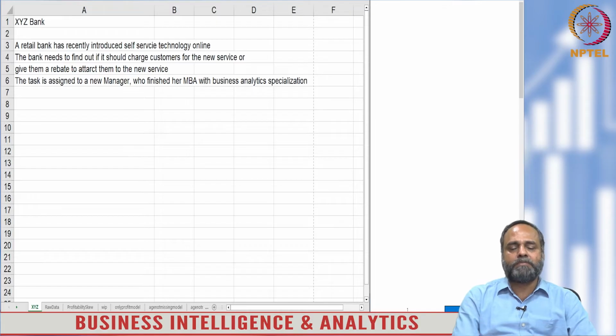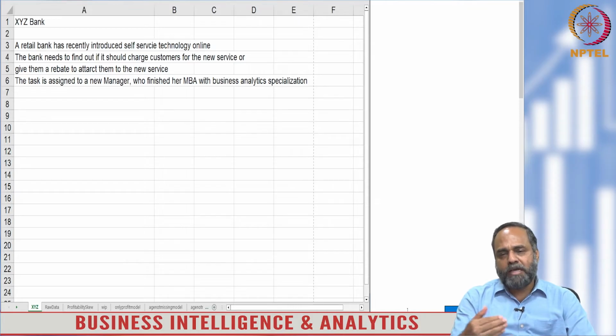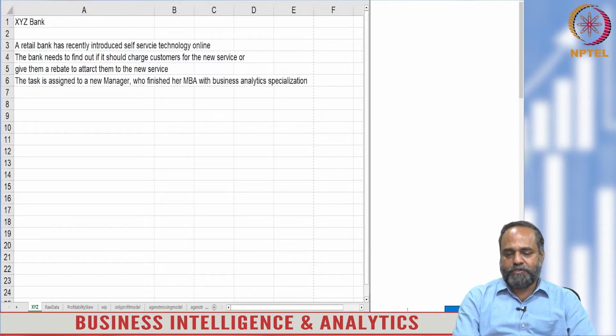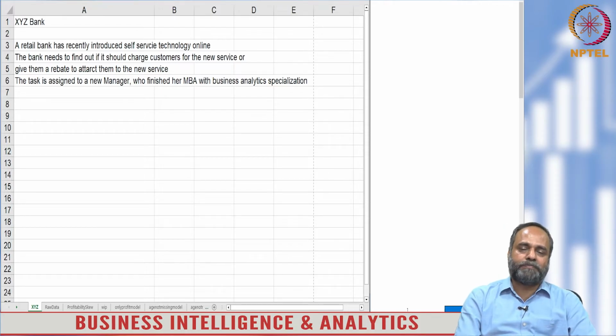So that is the problem. The business problem is, for the new self-service technology, should the bank charge the customers, or should the bank encourage adoption of the new service by giving a rebate? And now the new manager thinks about the problem. We have seen there is a thought process in analytics, right? The business problem is understood, but how to solve this problem using analytics is what is bothering the manager.